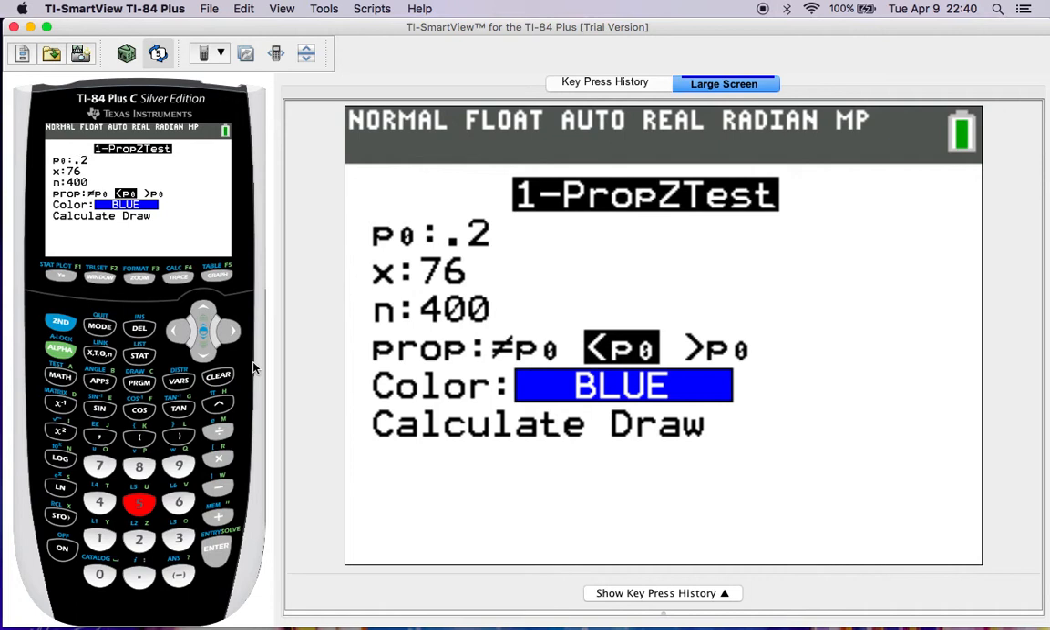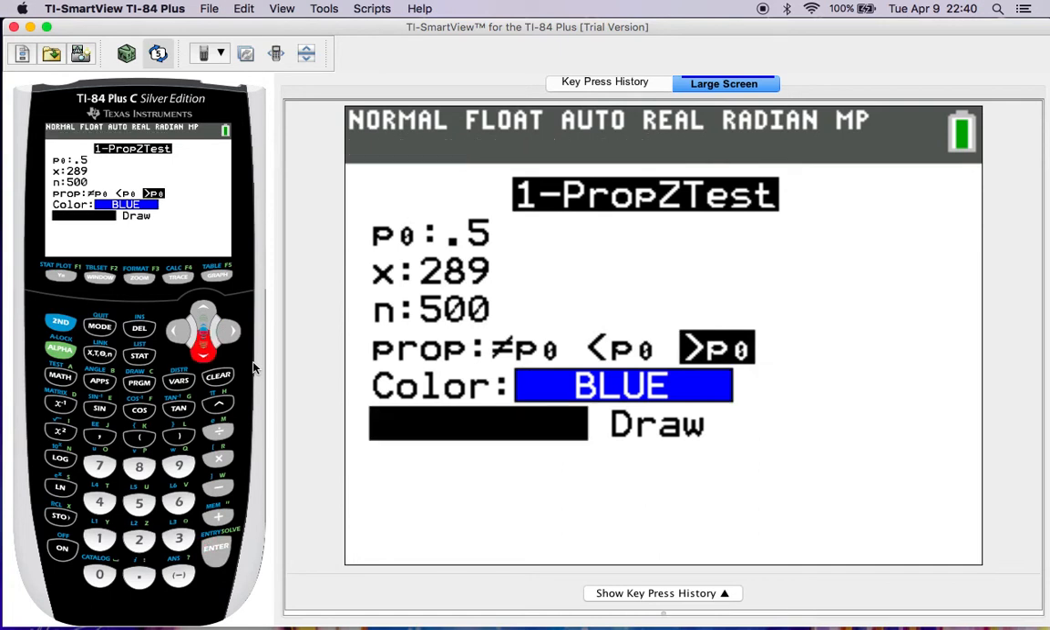For the second example, our null hypothesis was equal to 0.5. Our survey resulted in 289 students prepared for college algebra out of 500 total surveyed students. And this was a right-tailed test. So 0.5, 289, 500, greater than, calculate.